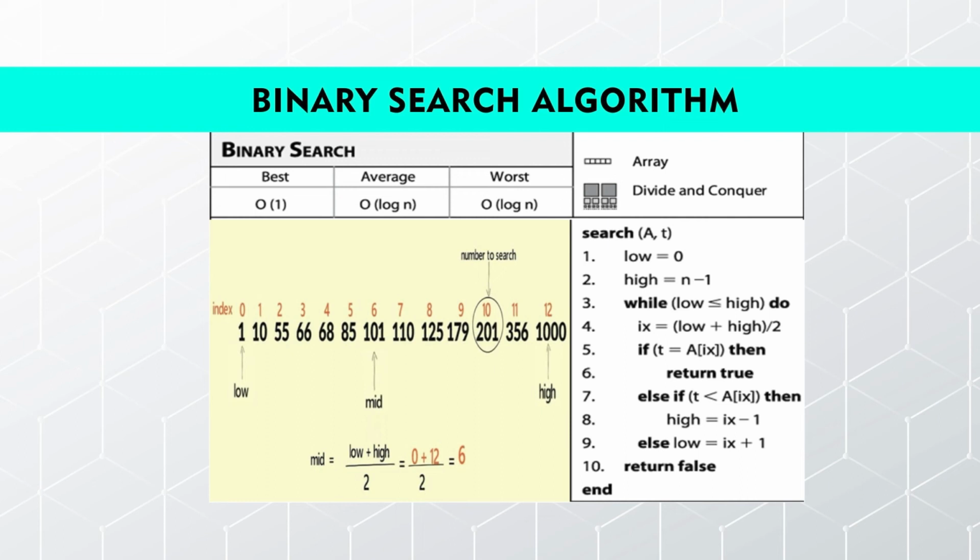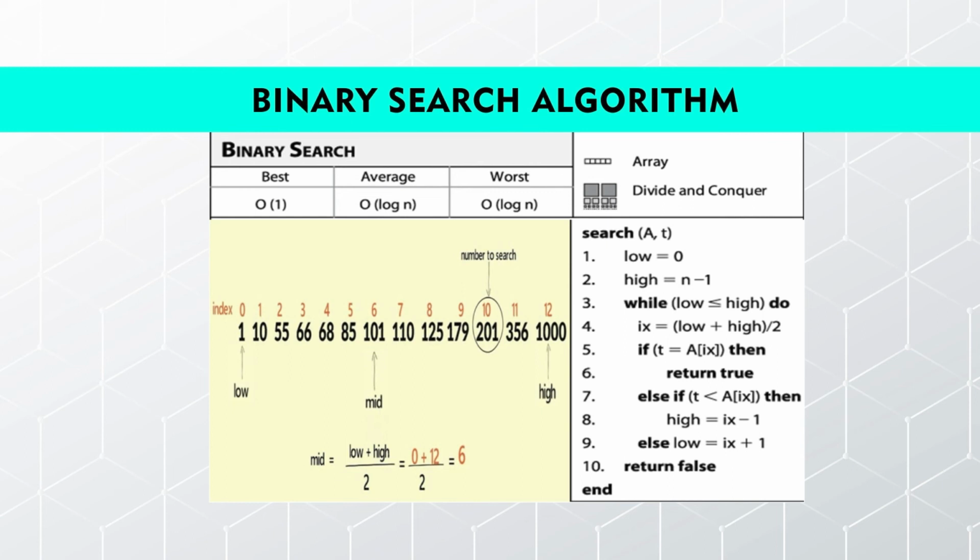So the new position will be 7. So 7 plus 12, that is low plus high. Mid is to be found now. 7 plus 12 is 19, and 19 divided by 2 is 9.5, that is the 9th element.